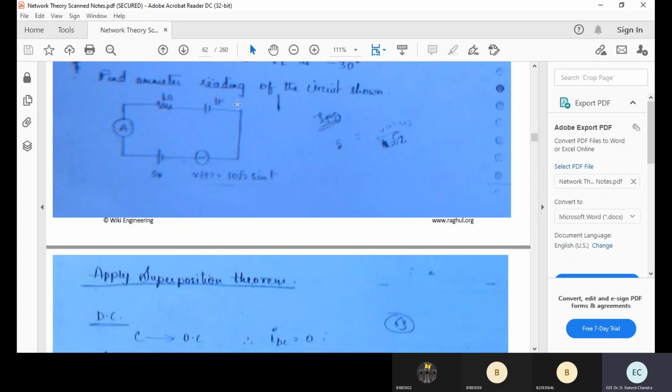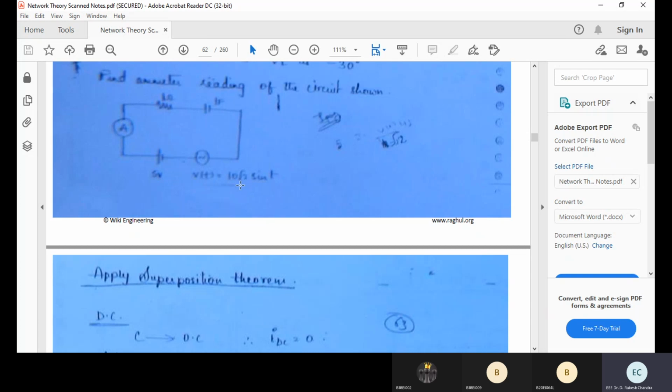Okay, this is 1 ohm and this is 1 farad. And what is the ammeter reading? Here we are having two sources. One is the DC source and another one is the AC source. The DC source value is 5 volts and the AC source is V = Vm sin omega t. Your Vm is equal to 10 root 2.